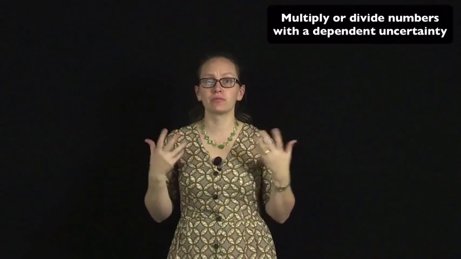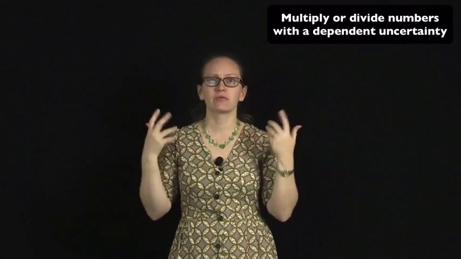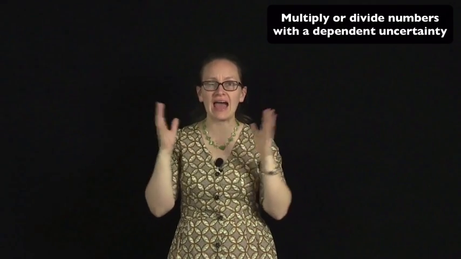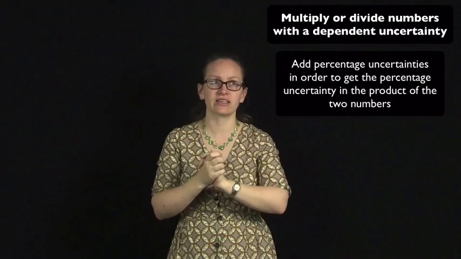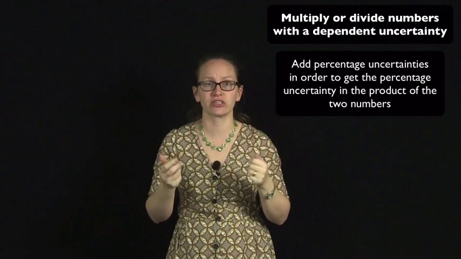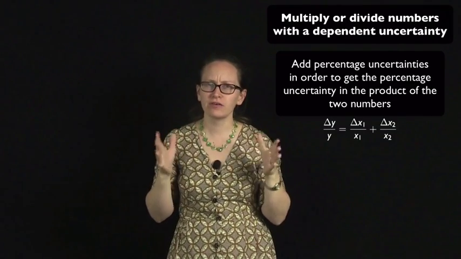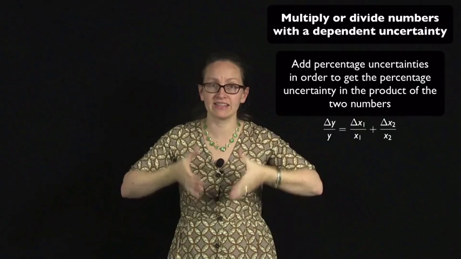Alternatively, we may want to multiply or divide numbers with a dependent uncertainty. In this case, we need to add the percentage uncertainties in order to get the percentage uncertainty in the product of the two numbers. So for example, imagine that we had a disk and we wanted to work out what the surface area of the disk is. In this case, to calculate surface area, we're going to need to make use of the formula that the surface area is given by pi r squared.